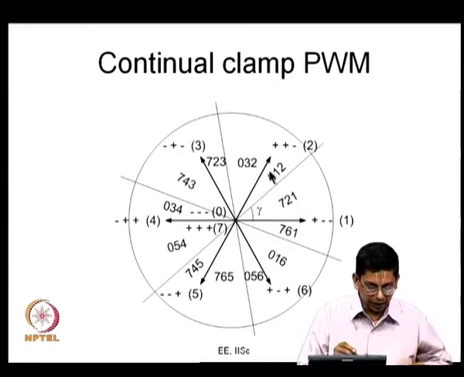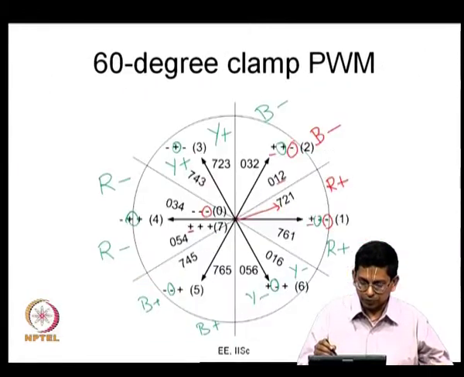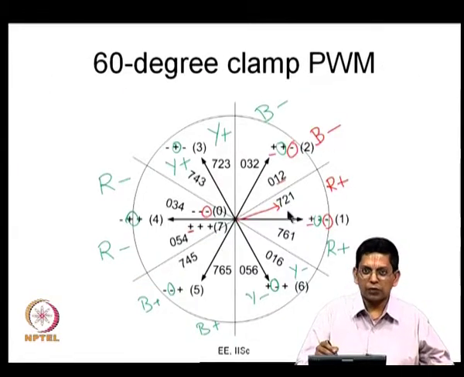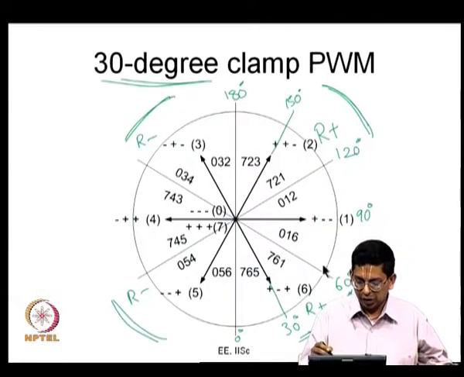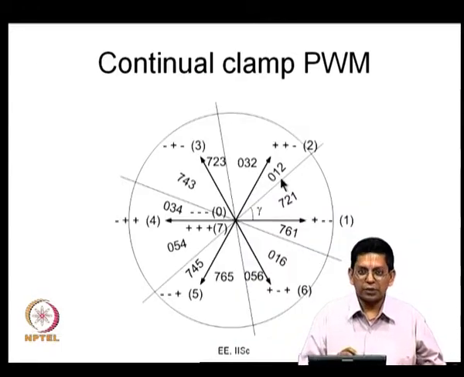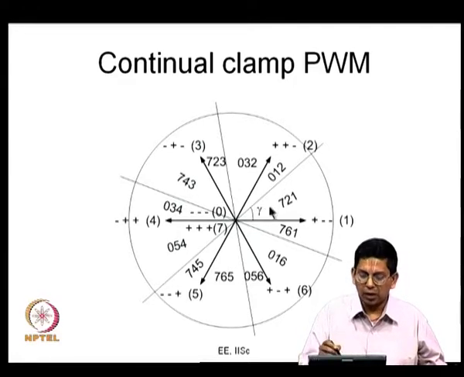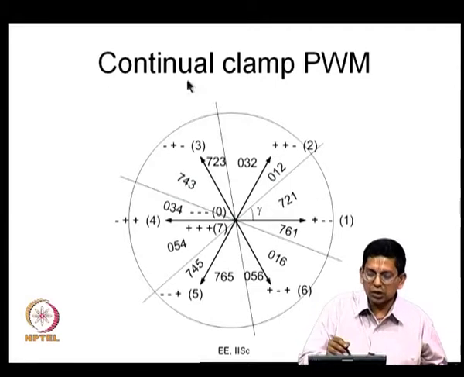In the case of 60-degree clamp, what we found was the changeover of 0 state occurred at the middle of the sector. That is what is gamma equal to 30 degree. Now it does not have to be at gamma equal to 30, it can be at any arbitrary gamma. Gamma can vary anywhere between 0 and 60 degree, and that is what you would call continual clamp.